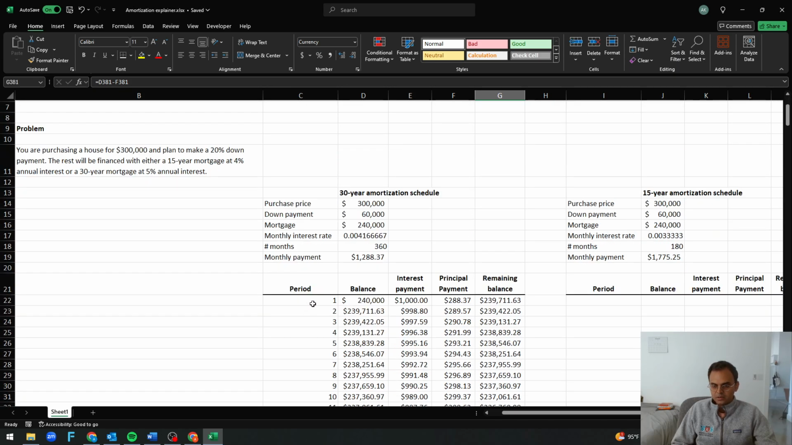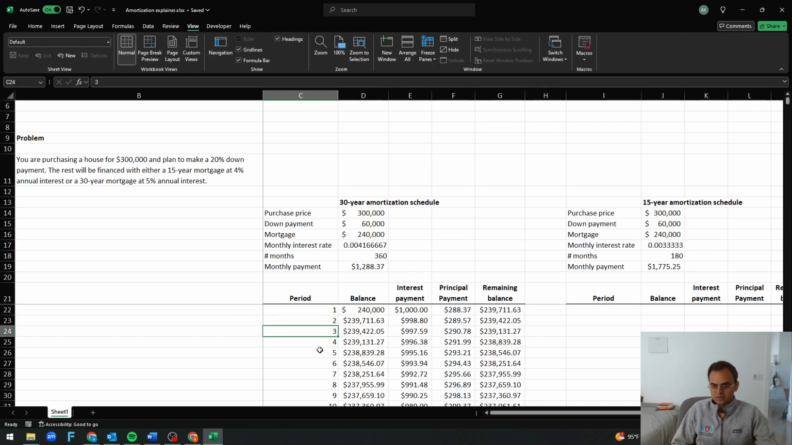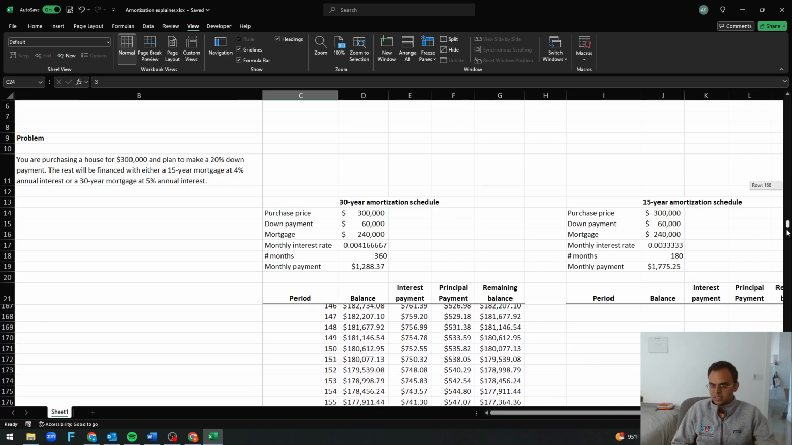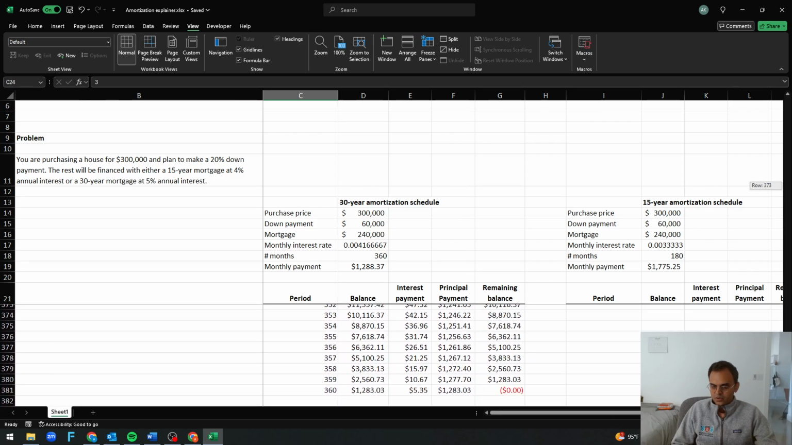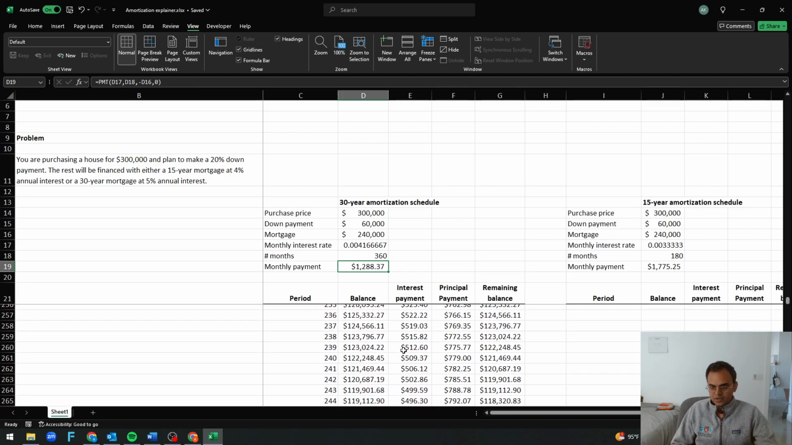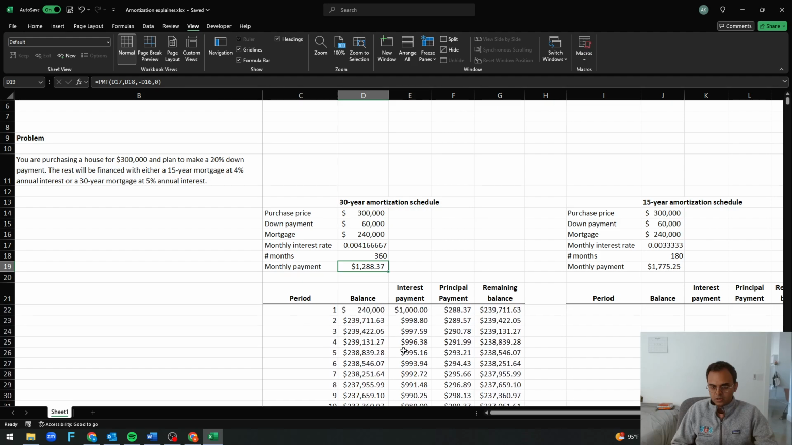So let me actually lock this. So now we can see the remaining mortgage balance is starting to run down. And we can also see that as we get further and further into the life of the loan, the interest payments continue to decline and the principal payments continue to go up. But the monthly payment every month is going to be $1288.37 every month. And so that's how you build an amortization schedule in Excel.